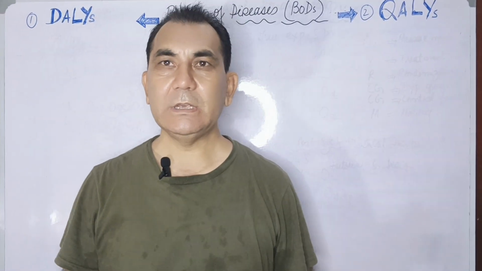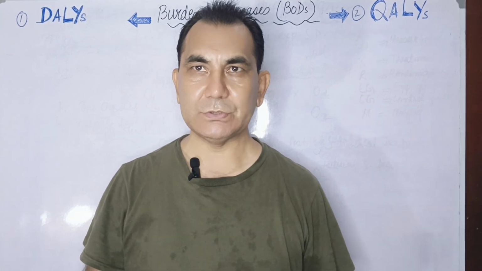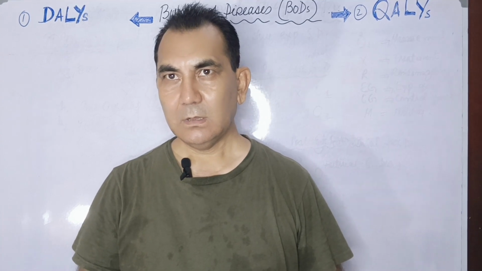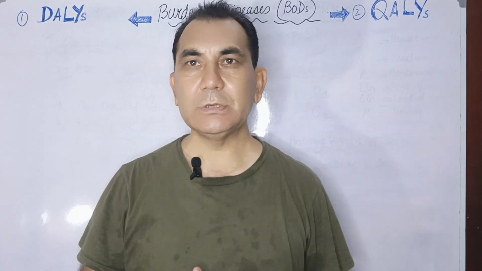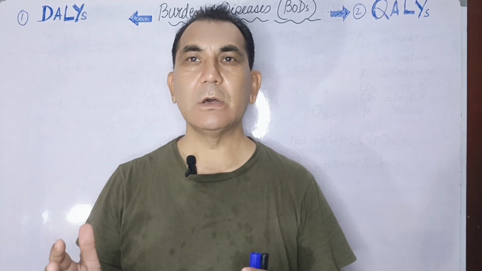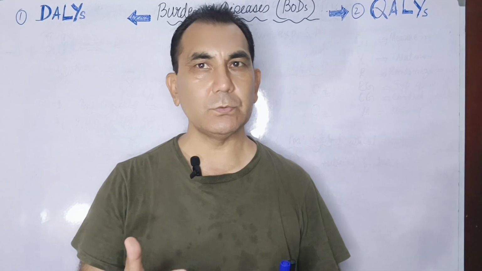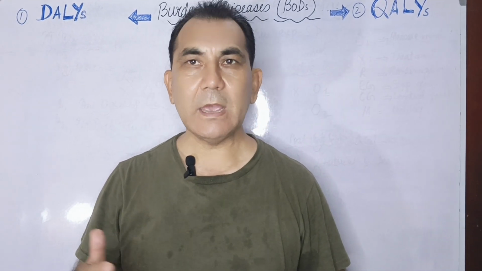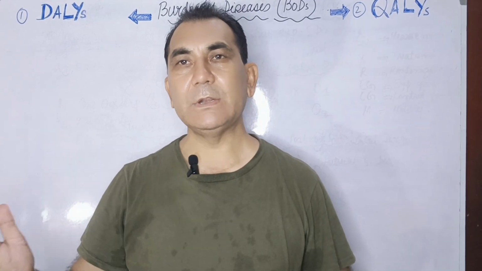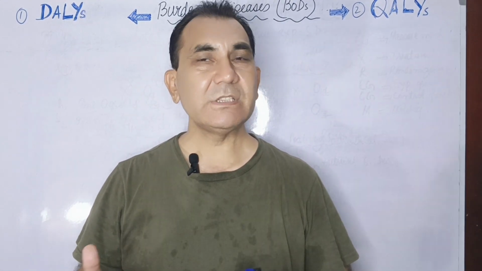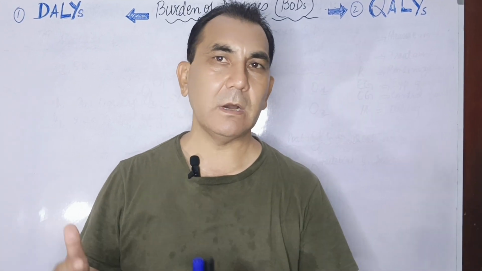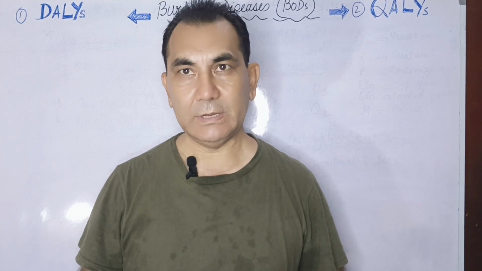DALYs is the abbreviation of disability adjusted life years. The DALYs measure the YLL, years of life lost due to premature deaths, and it is the combination with the YLD, years lived with disability. The disability may be due to any disease, any deformity, or in the form of any injury.